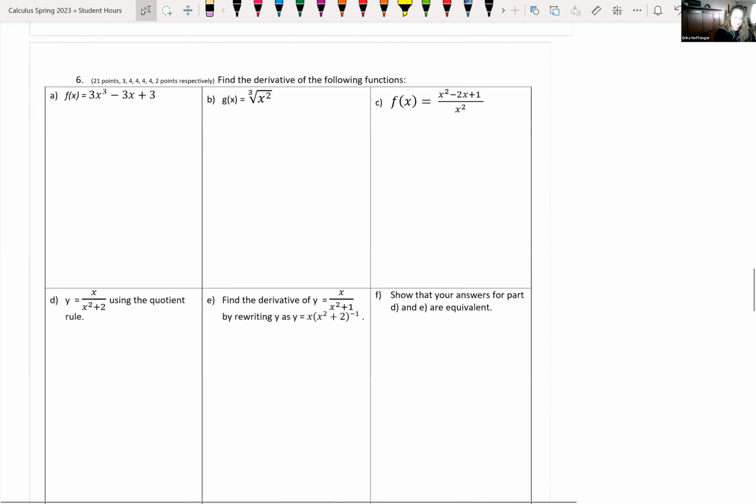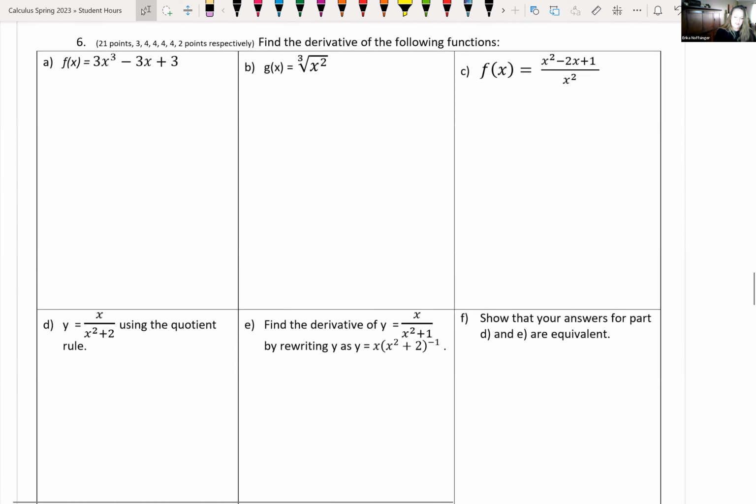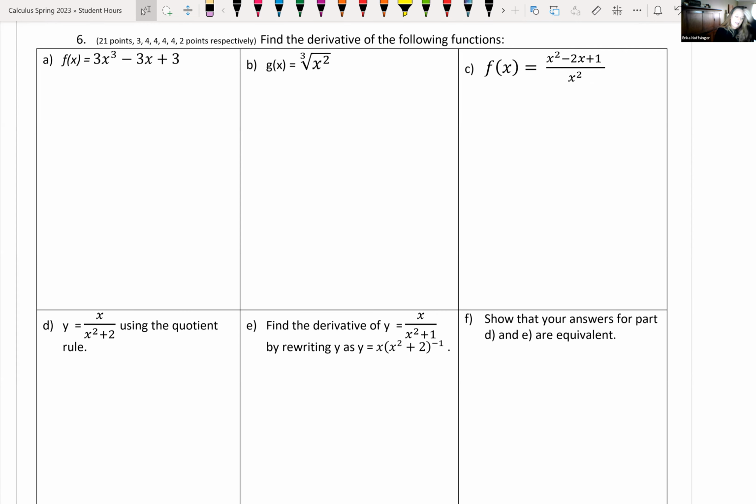Number six, we're finding the derivative using the rules that we have just learned. Using our general power rule for f of x equals 3x cubed minus 3x plus 3, taking the derivative, bring the power down front and multiply it to the coefficient. So 3 times 3 is 9. Subtract 1 from the exponent, so 3 minus 1 is 2, and our new exponent is 2. The derivative of negative 3x is negative 3, plus the derivative of our constant 3, which is 0.